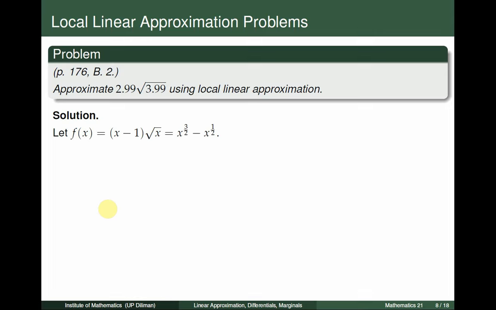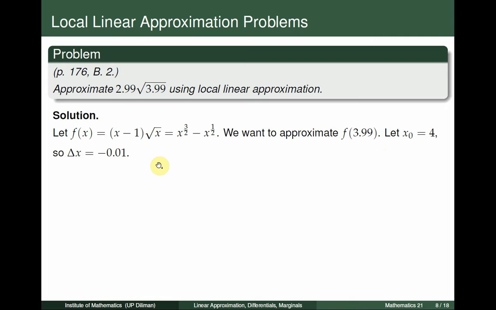F of x is x minus 1 times square root of x, but let's expand and express each exponent as a fraction. So we have f of x is also x raised to 3 halves minus x raised to 1 half. We want to approximate f of 3.99. And x naught is 4 because that's the closest integer to 3.99. So our delta x will be 3.99 minus 4, which is negative 0.01. So we now have our function, our x naught, and our delta x.